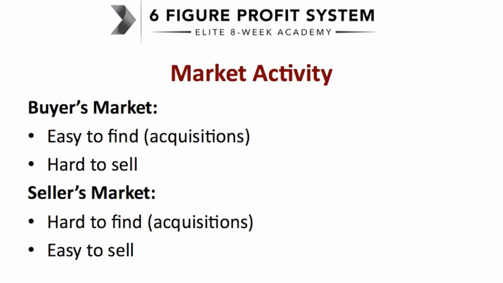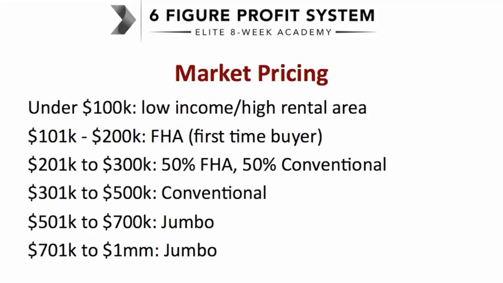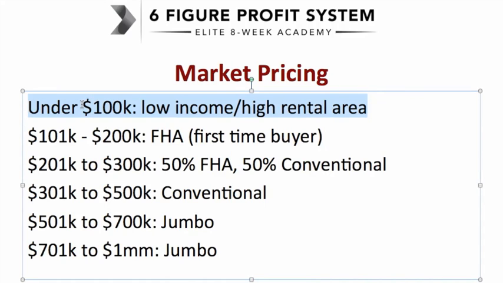All right, let's move on now to number 4, which is market pricing. Now this will make a little more sense to you based on what we just did during our research. What I like to do is break the market down into different price points, basically 6 different price points. So we have the under 100,000 price point. I call this your low income, high rental areas. Every market that has an under 100 value price point is usually low income, and it's usually a high rental area.